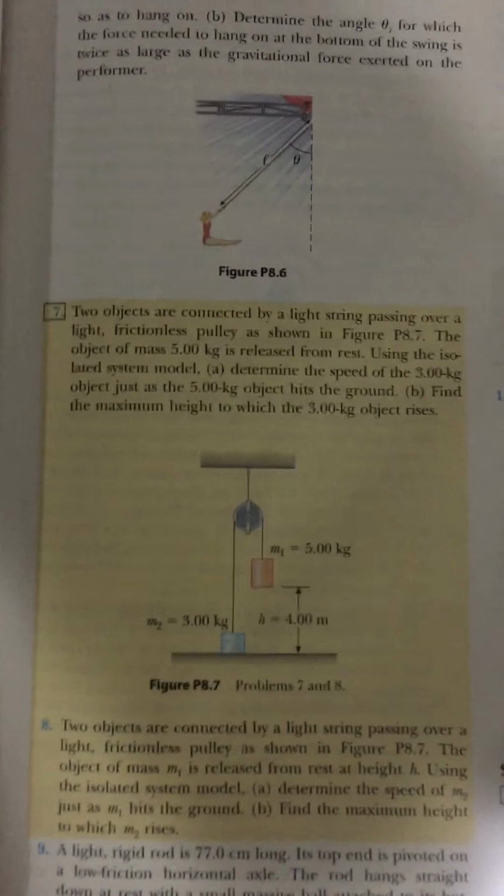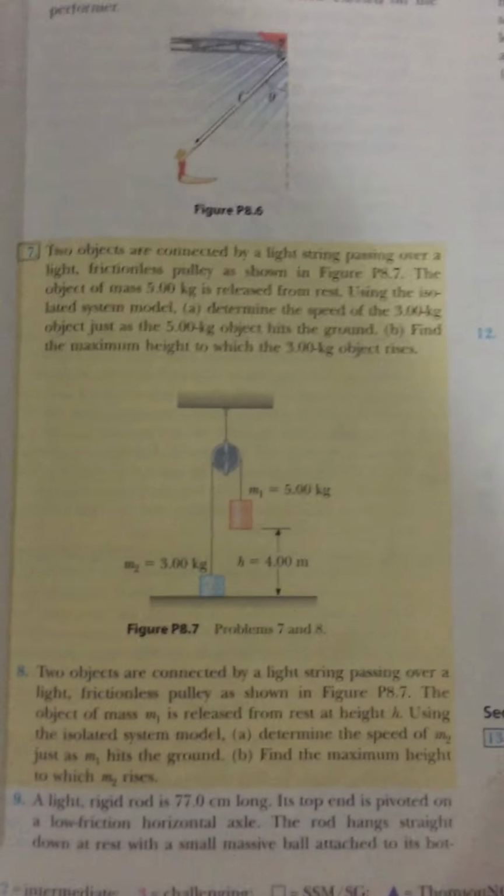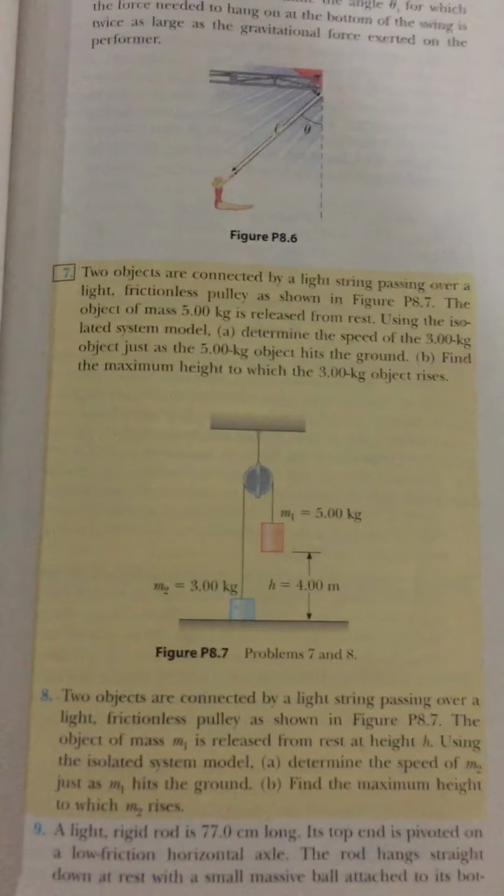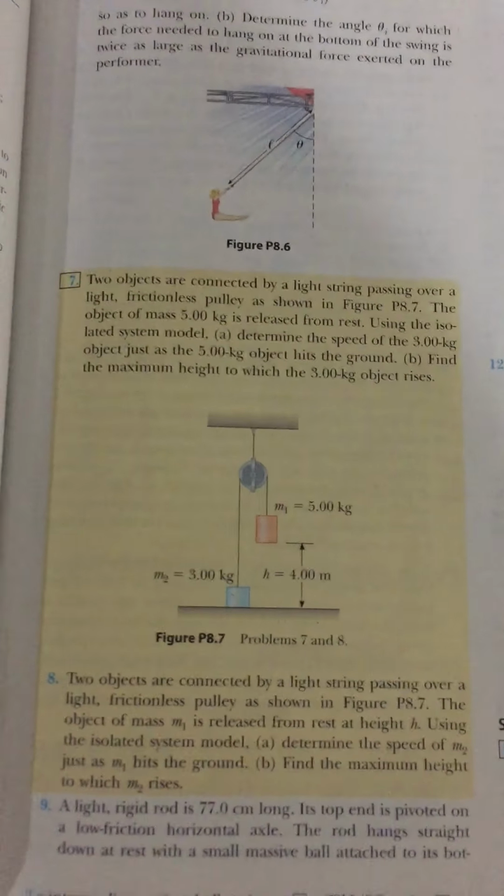I'm going to be doing number 7 from chapter 8. It goes like this. Two objects are connected by a light string passing over a light frictionless pulley. As shown in figure 8.7, the object of mass 5 kilograms is released from rest.